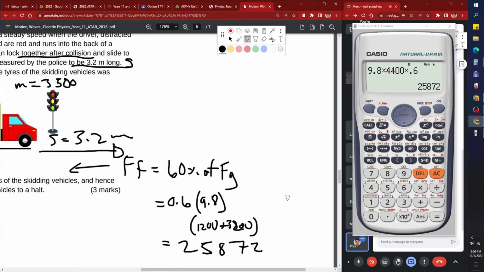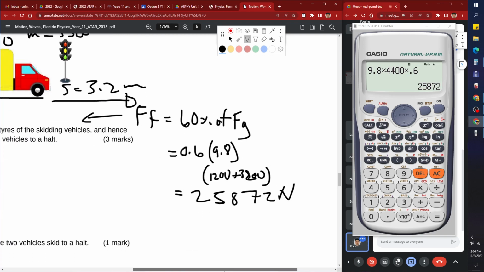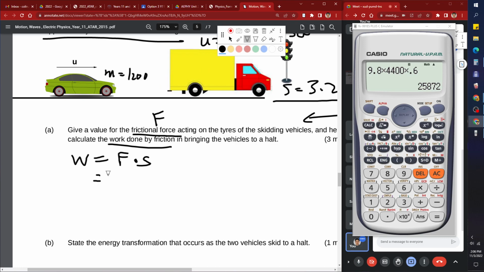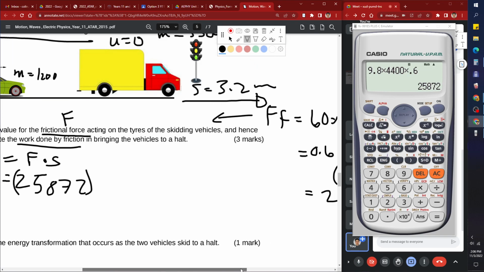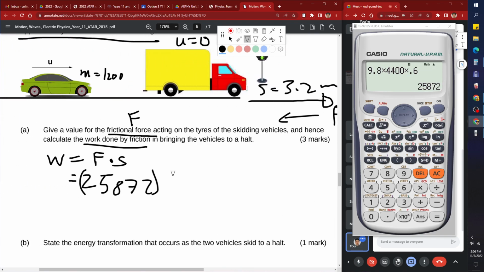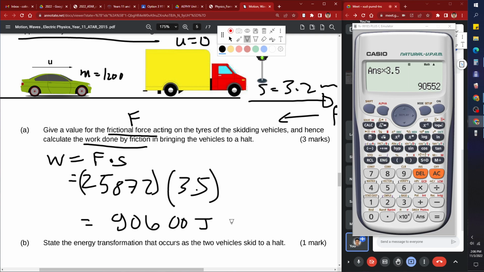It's about that. All right, we don't have to round it yet. We can if we want to. So 2,5,872 times the distance it went. You get marks for this, so show that, please. Okay, voila, 3.5. And then we've got to round that to 3 significant figures. So 90600 joules, or 9.06 times 10 to the power of 4, is scientific notation.